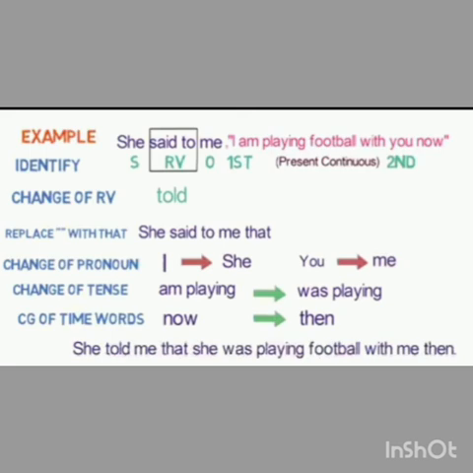Fifth step, change of tense. Here the tense is present continuous, so it gets converted into past continuous. In this case, am playing will be converted to was playing. Sixth step, change of words denoting time. Here the word now will be converted into then. So the sentence in indirect speech will be, she told me that she was playing football with me then.